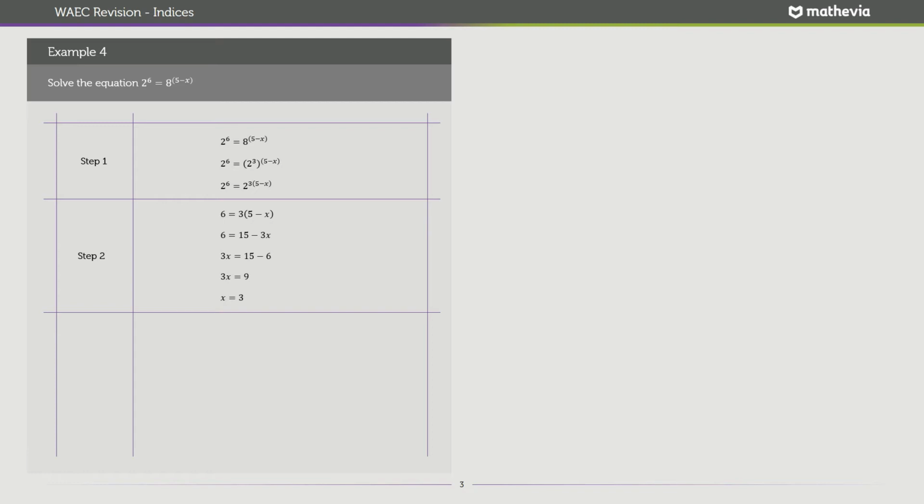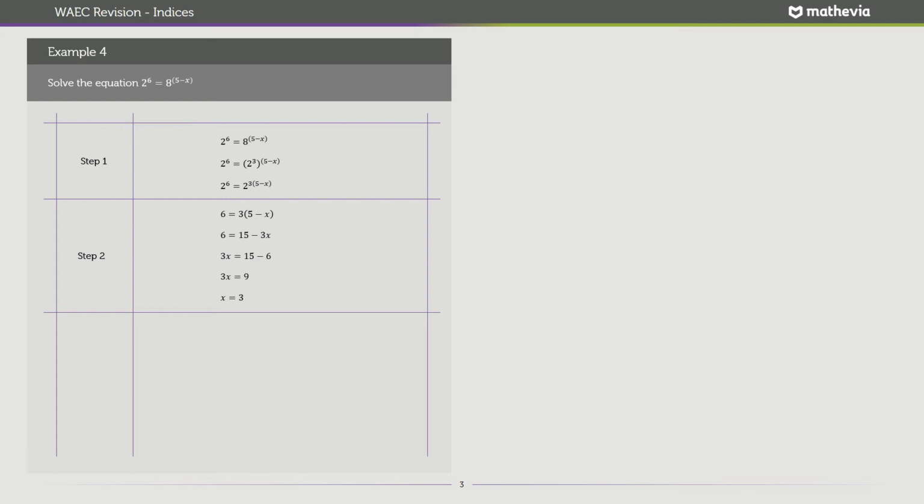if you ever have a number like 125 in an indices question, you know you're going to be approaching simplifying that to become 5 to the power of 3. Or if you have 64, for example, you could be simplifying that to 2 to the power of 6. 64 is 2 to the power of 6, and so on and so forth.